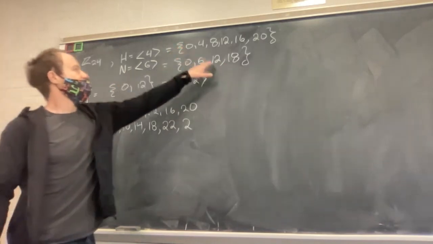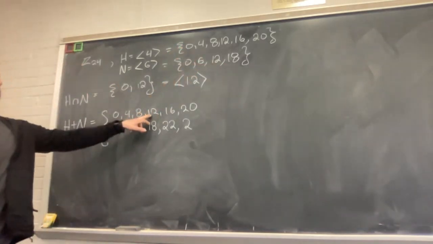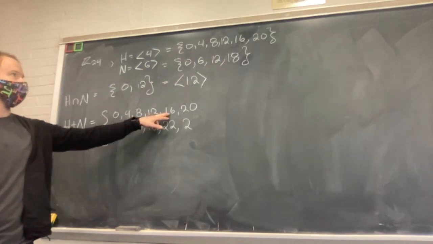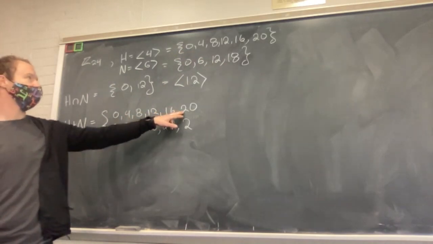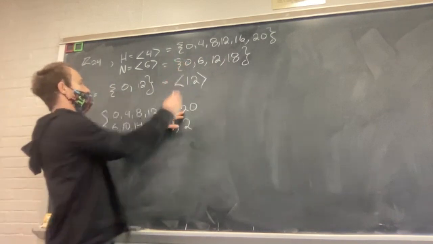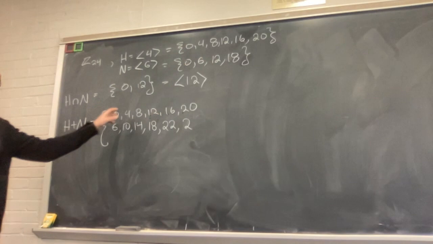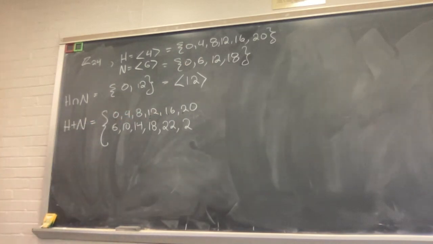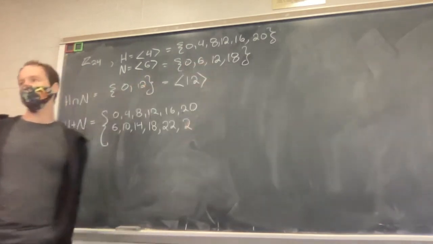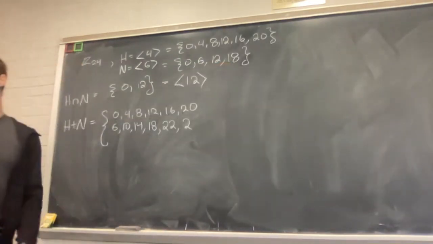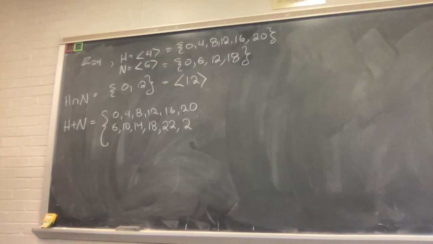So 0 plus 12 is 12. We already have that. 4 plus 12 is 16. We already have that. 8 plus 12 is 20. We already have that. 12 plus 12 is 24, which is 0. We already have that. 16 plus 12, we already have that. And so we don't need to worry about adding by 12 because we already have all of those. And similarly, we don't really need to add by 18 because we already have those as well.